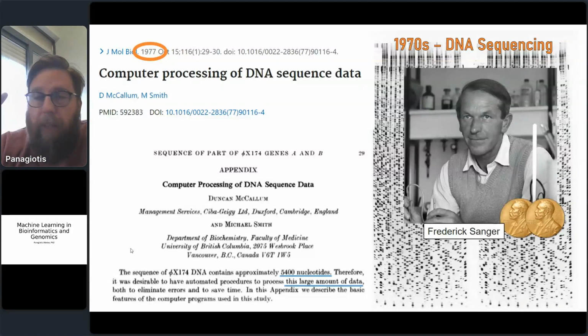Of course, in the 70s, and you see here one of the first papers on sequencing, reading about 5,000 letters of DNA was considered a large amount of data. Imagine a human genome that is 6 billion bases, 6 billion letters, right? So that was science fiction at this time.